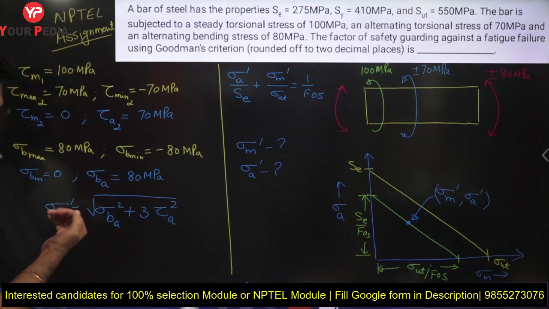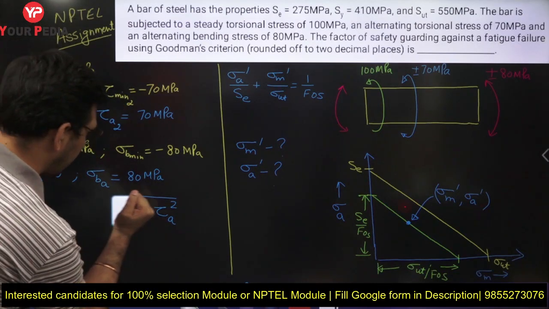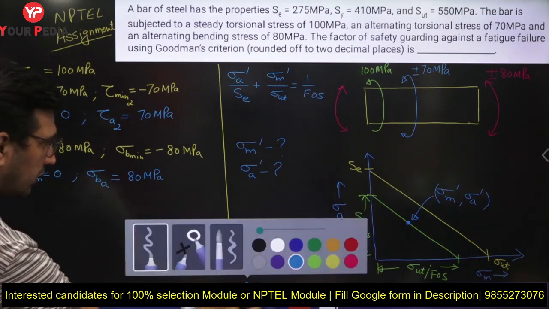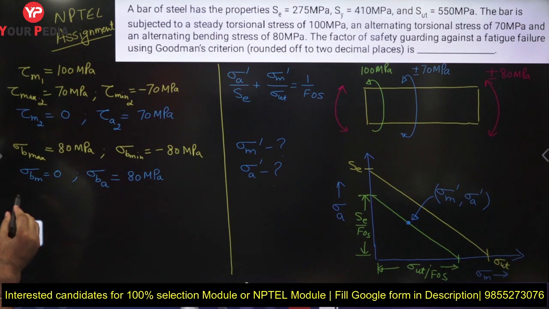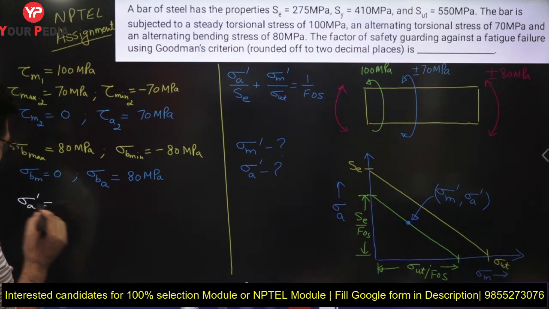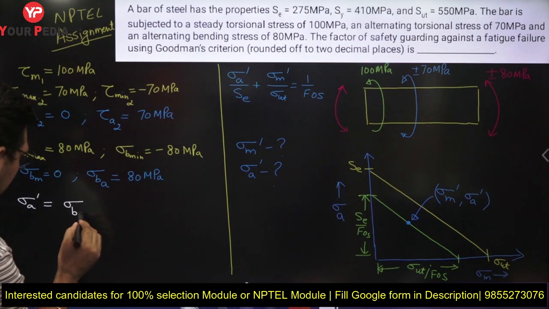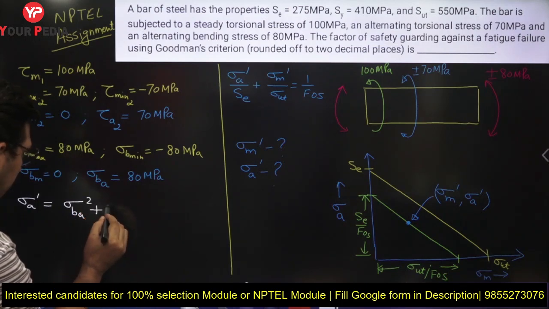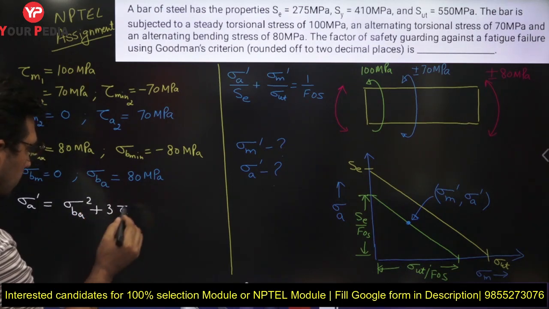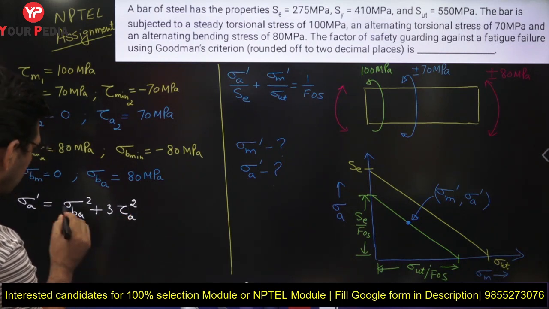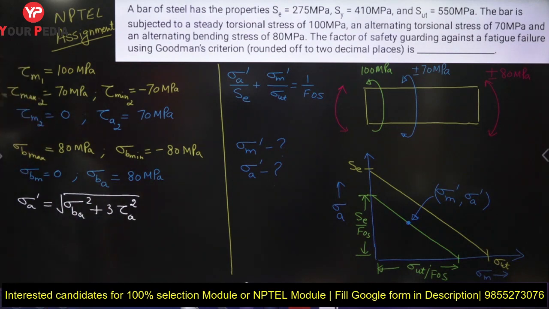So I am doing the same. First I am finding the amplitude, then I will find the mean. The equivalent amplitude is sigma a dash, which I write as the square root of amplitude of bending square plus 3 times tau, amplitude of shear stress square.